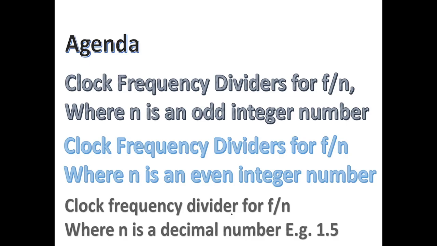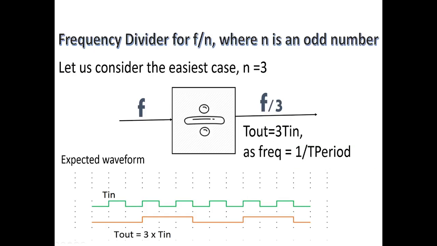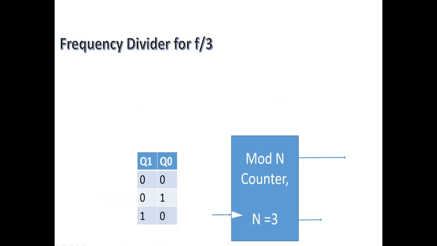Next, our agenda is you need to develop a frequency divider, f by n, where n is an odd integer and n is an even integer. You can try with this if n is a decimal value. Okay. I will explain when n is an odd integer and n is an even integer. So first I will design the f by 3 circuit. When you are designing the f by 3 circuit, you need to use which counter? Mod 3 counter. So mod 3 counter means this is off for how many cycles? 2 cycles. This is on for 1 cycle.